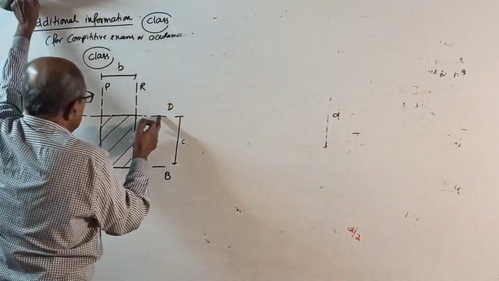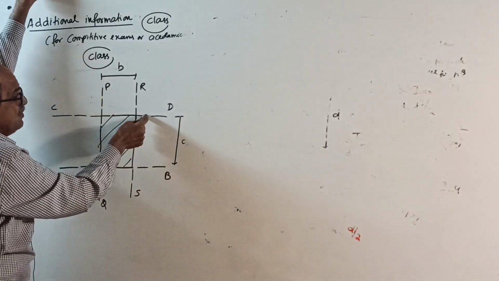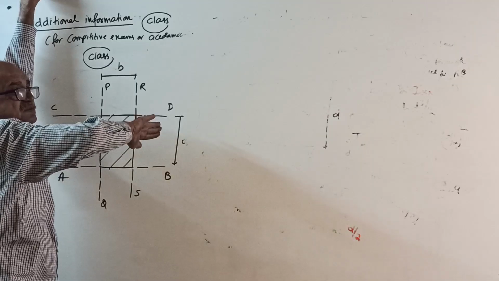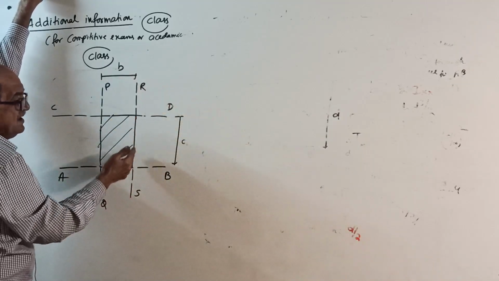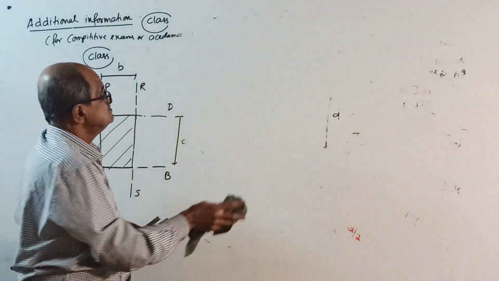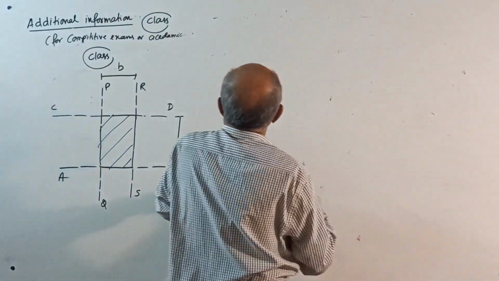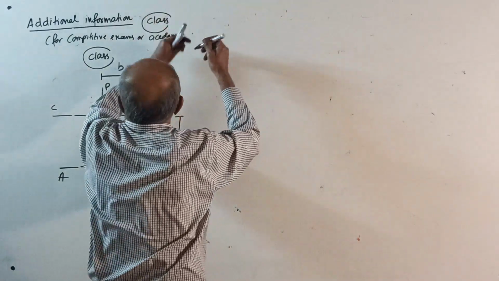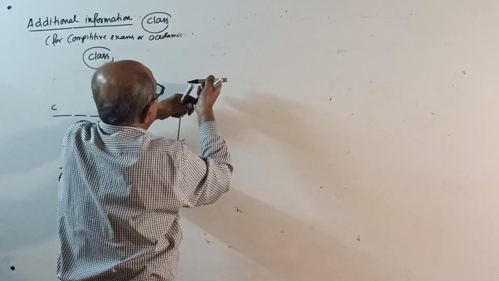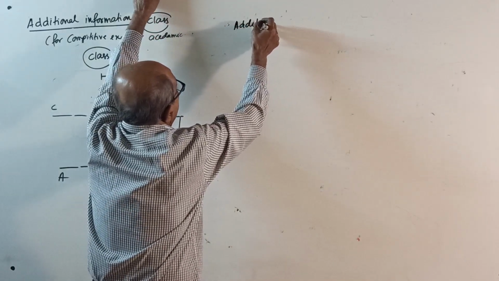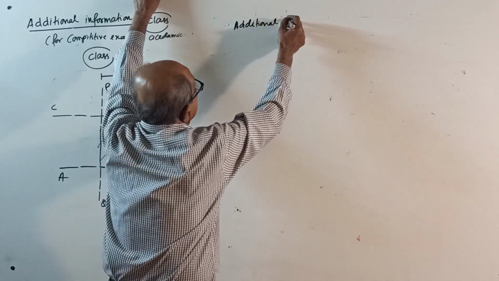If you want I about CD, same procedure, take Y from the top. If I want I about PQ, take X this way. If I want I about RS, take X this way, not required. Now, additional information.